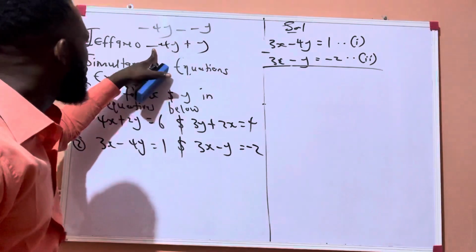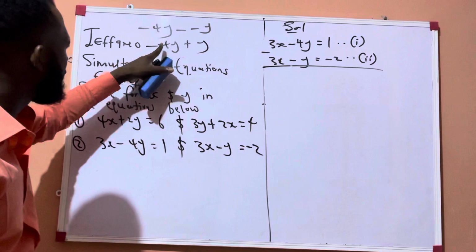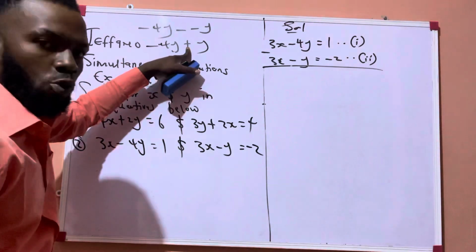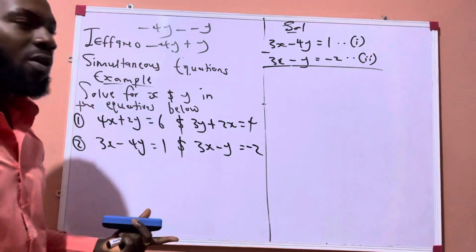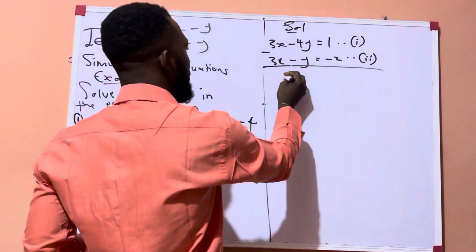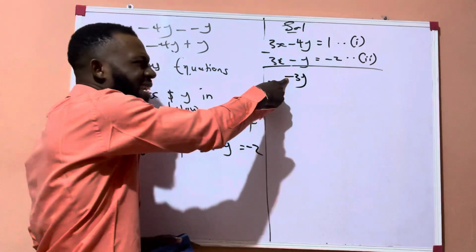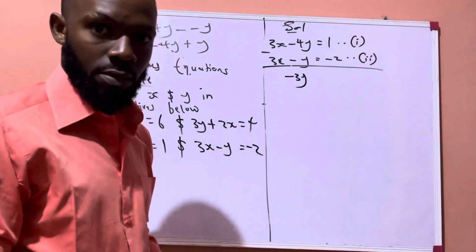Now, minus means you are owing. If you are owing 4y, plus means you pay. Then you pay y out of the 4y you are owing. What would you be owing now? 3y. So automatically, what do I have here? Minus 3y. Why is there still minus? Because you are still owing.